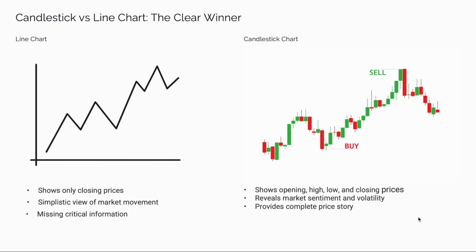There are two charts that are widely used. One is a line chart. A line chart is like reading only the last line of a movie script. You miss the entire story. It only shows closing prices, so you can't tell if a stock had a wild up and down during the day. A candlestick chart, on the other hand, shows the full drama: the highs, the lows, the opening scene, and the closing twist. And in trading, more information means better decisions.